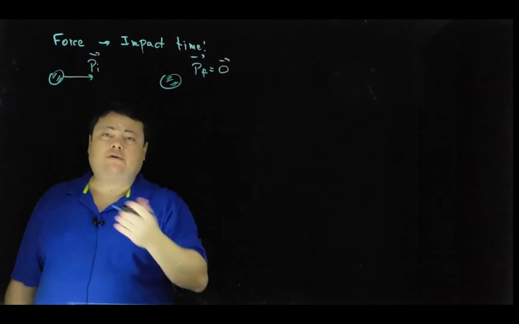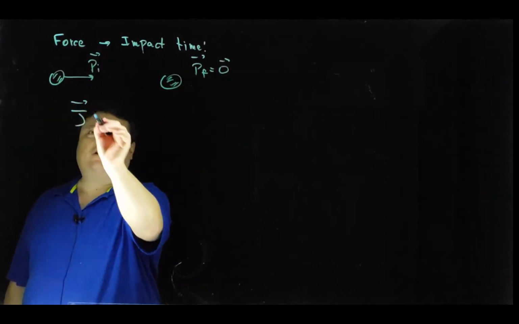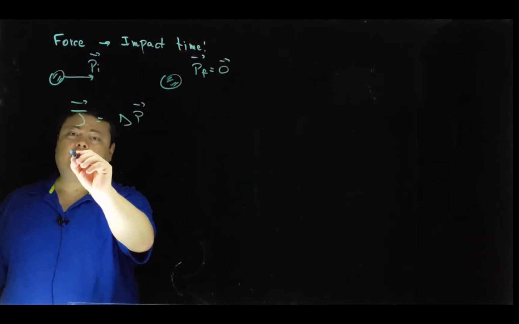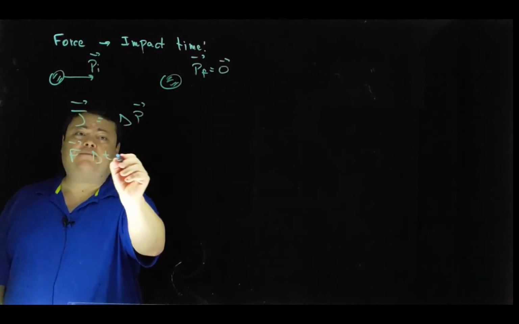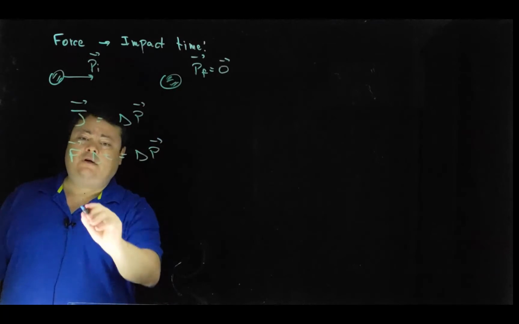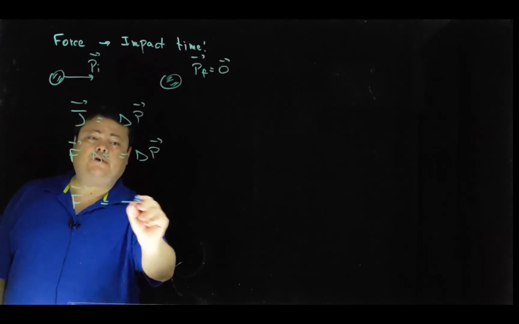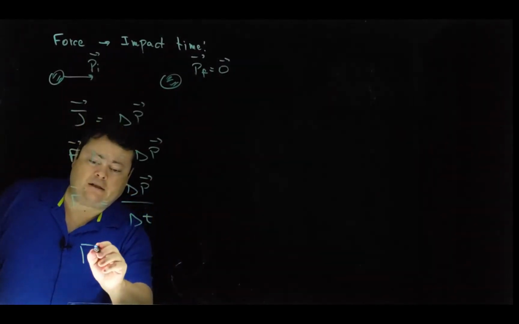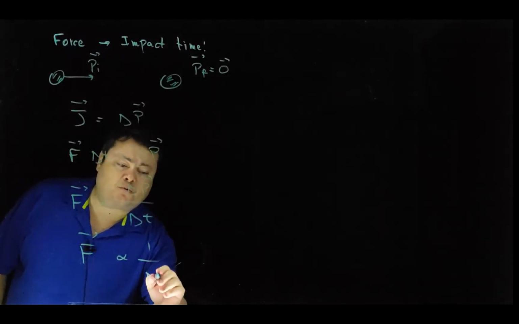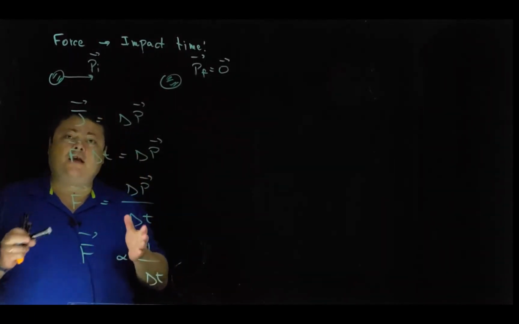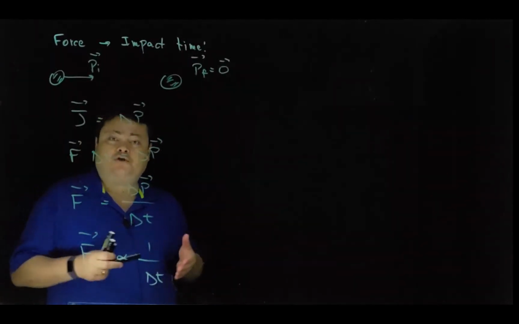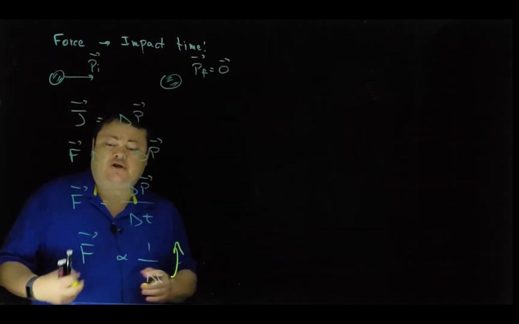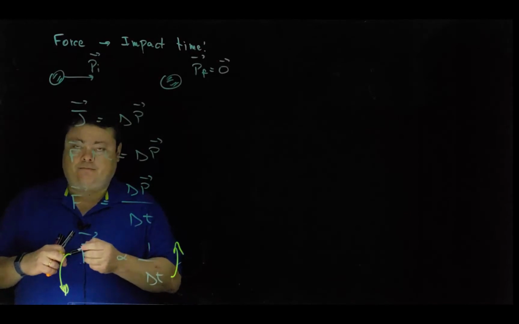This object will undergo some change in momentum, and the impulse of the force equals that change in momentum. The impulse of the force is force multiplied by time, which equals change in momentum, and then force is going to be change in momentum divided by time. What we have is that the required force is inversely proportional to time. So on a given collision where some amount of momentum will change, the longer the object spends changing, the less force is required.